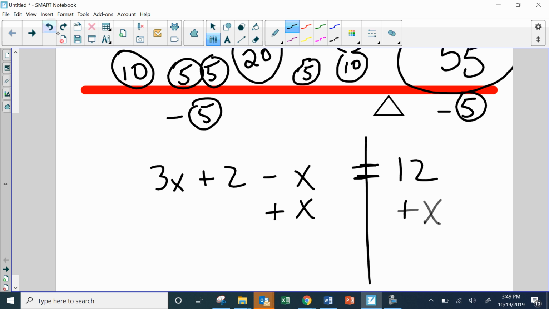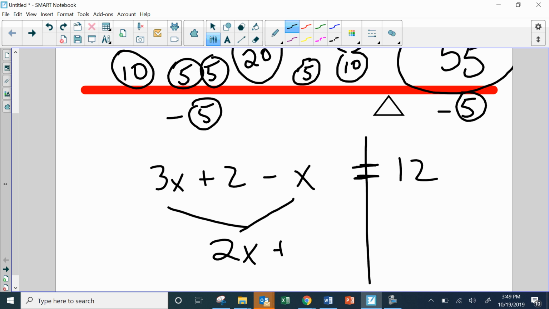What I would do is just combine these two terms right here, the two like terms. I don't need to add x to one side and then add it to the other side. I just say, oh, well, 3x subtract x is just 2x. And then I would bring down the 2 that I didn't touch, and that would just equal 12.